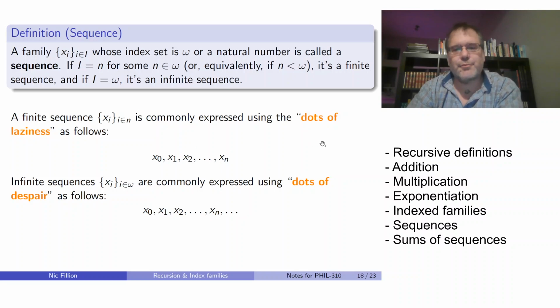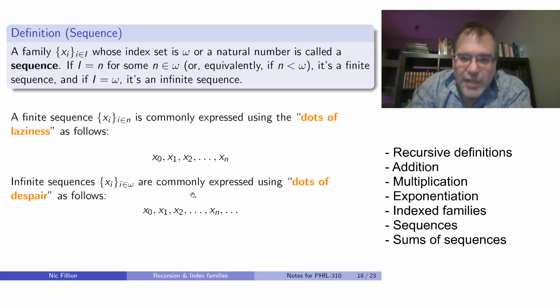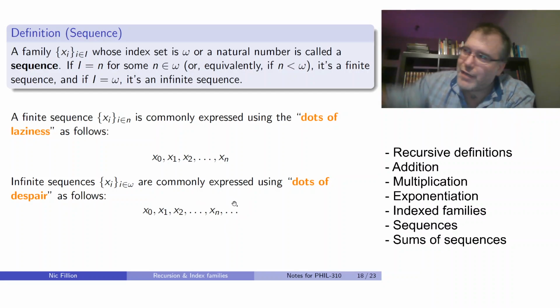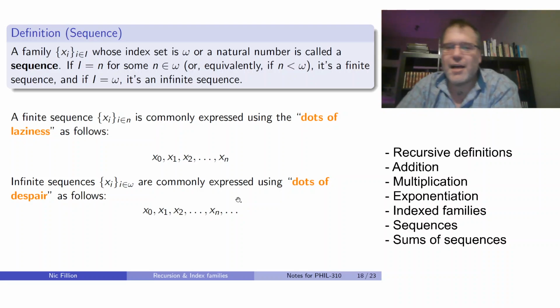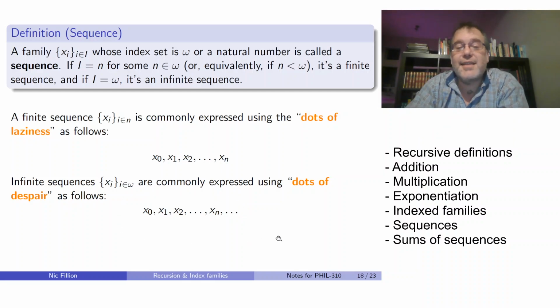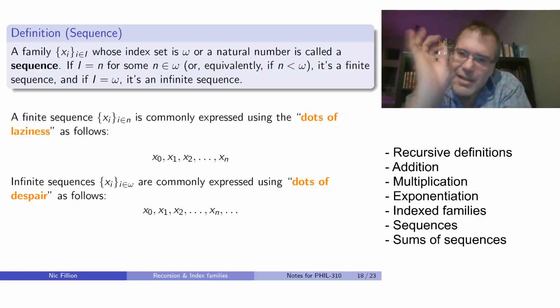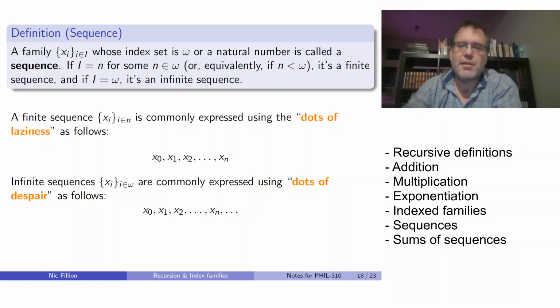And then when there's an infinite sequence, there's a dot, dot, dot here and a dot, dot, dot there. That's the standard way in which those are expressed. Well, so here we have the dots of laziness, but here those are the dots of despair because you could never finish listing all the elements. So you're like, dot, dot, dot, right? But again, if we think of this as being an indexed family with an underlying listing function, that is a perfectly rigorous mathematical object. Okay.